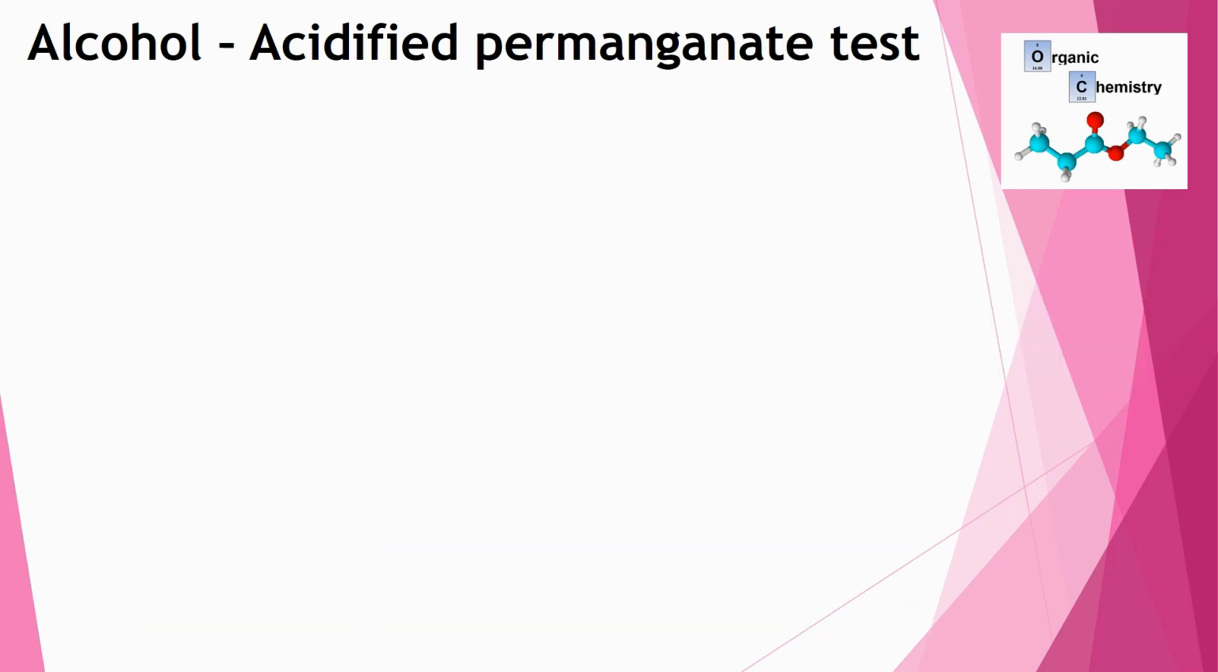Okay, let's have a look at acidified permanganate. Exactly the same type of test. It will not react with a ketone, it will not react with a tertiary, but it will react with a primary, a secondary and an aldehyde.